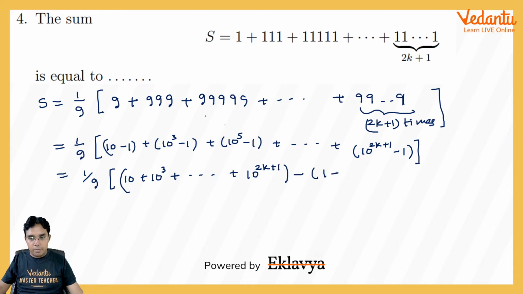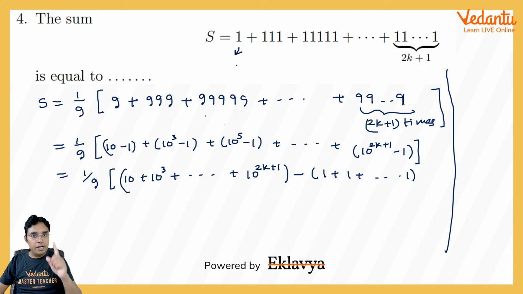In fact, in this 1 plus 111 we also need to check how many times we have written it. Is it k times? This is one very important thing to understand. As you can see, in my first term, 1 was appearing 1 time. In the second term, 1 was appearing 3 times. In my third term, 1 was appearing 5 times.